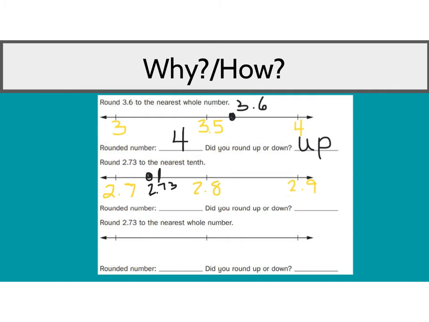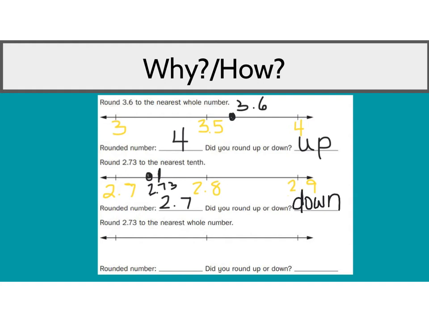So now when we look at that and we're trying to decide which is it closest to, is it closest to 2 7/10 or is it closest to 2 8/10? Hopefully you answered 2 7/10, so our rounded number is going to be 2 7/10. And did we round up or down? We rounded down. Sorry about that, switch screens. So this went down.